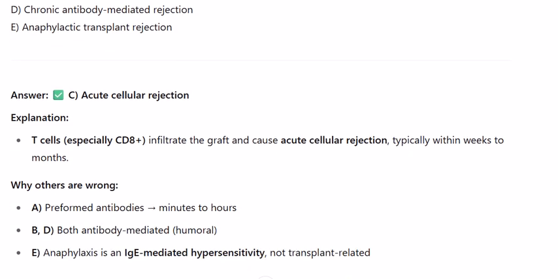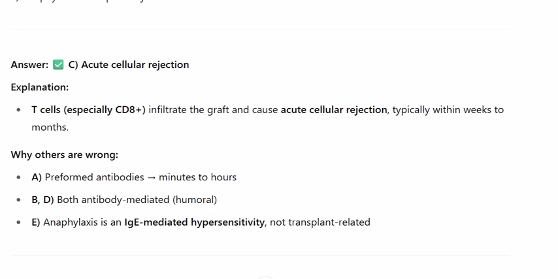Explanation: T cells, especially CD8+, infiltrate the graft and cause acute cellular rejection, typically within weeks to months. Why others are wrong: A, preformed antibodies, minutes to hours. B, D, both antibody-mediated, humoral. E, anaphylaxis is an IgE-mediated hypersensitivity, not transplant-related.